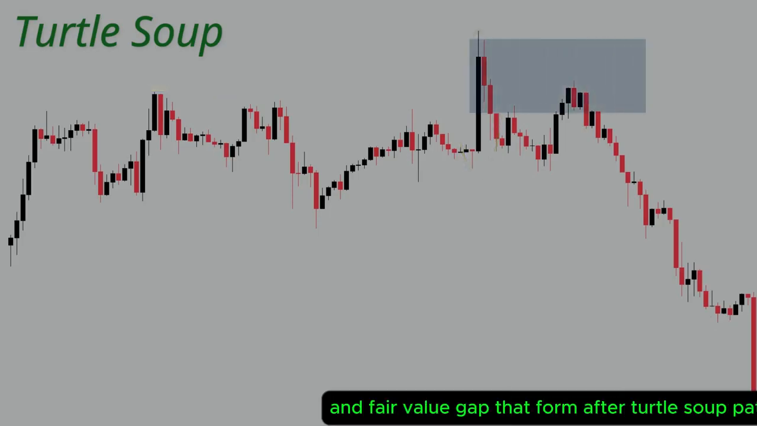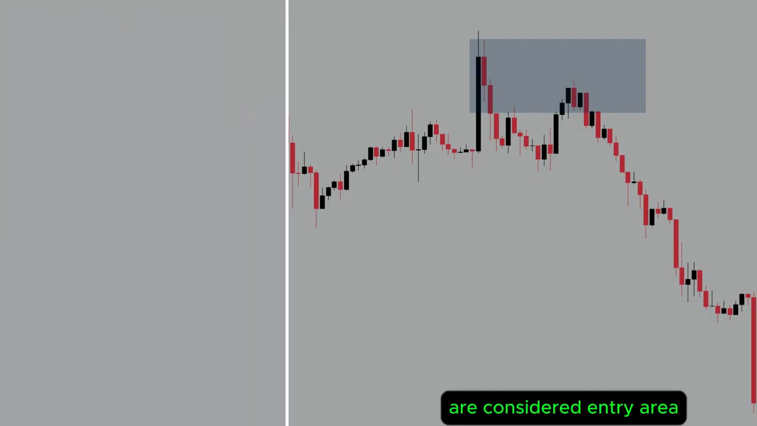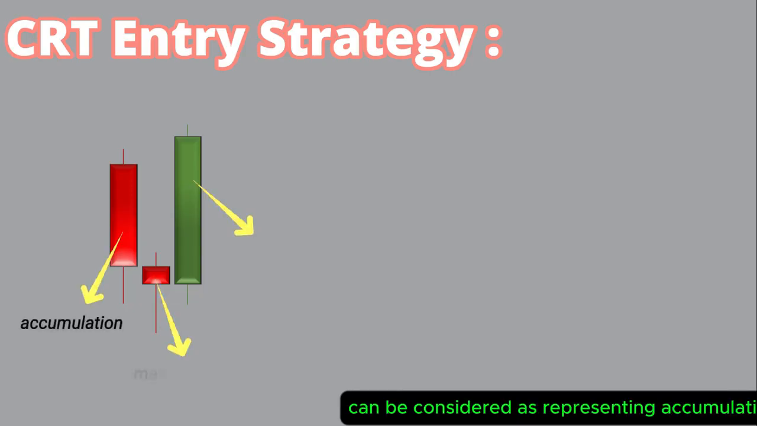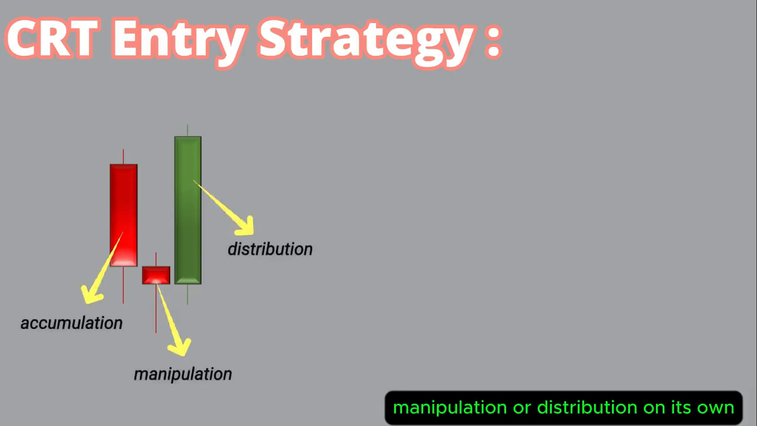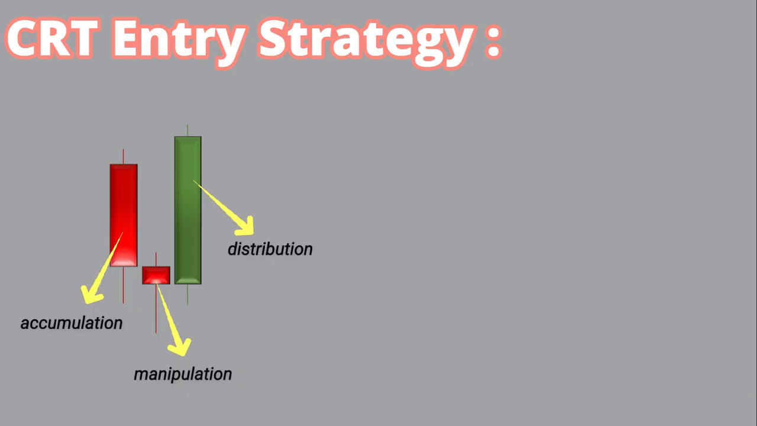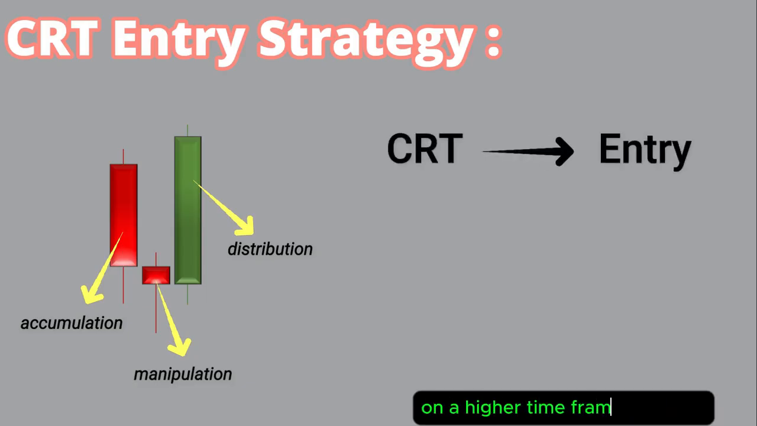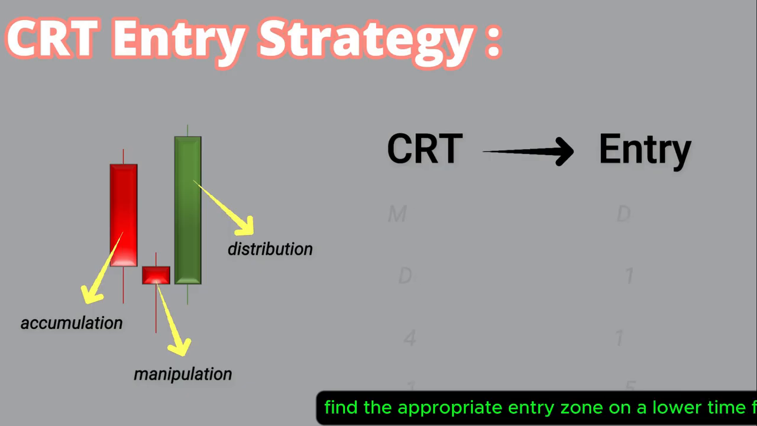Order block and fair value gap that form after a turtle soup pattern are considered entry areas during the distribution phase. We mentioned that candles are ranges, and time in the market is fractal. For this reason, each individual candle can be considered as representing accumulation, manipulation, or distribution on its own. Therefore, to determine the entry point, it is necessary to first identify the CRT model on a higher time frame, and then find the appropriate entry zone on a lower time frame.